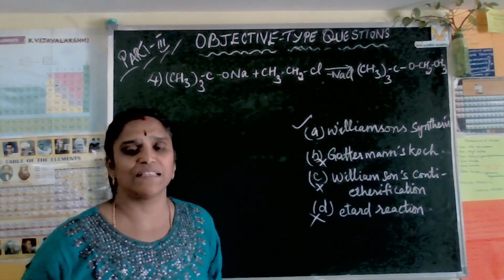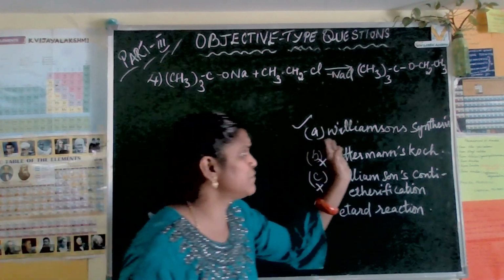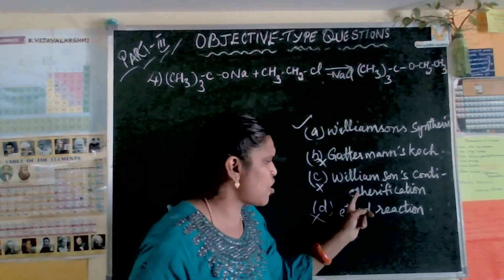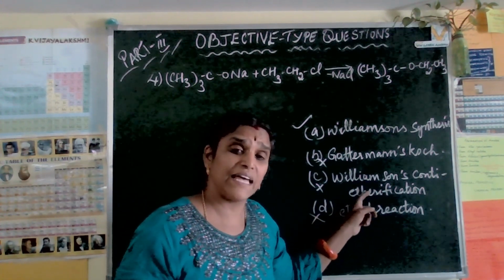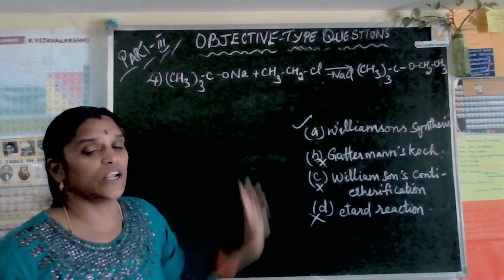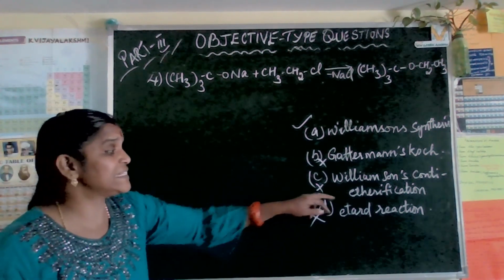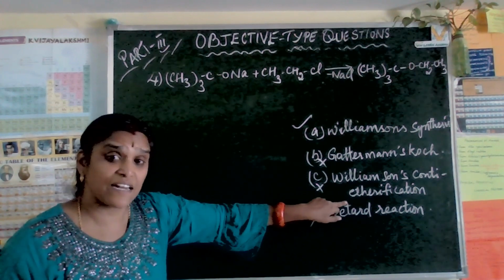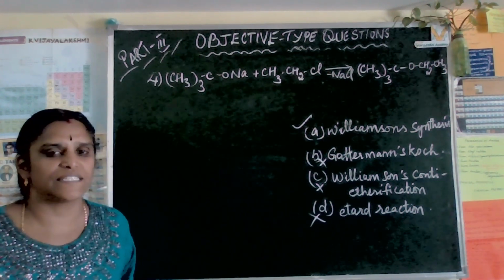Sometimes they may give it like this, and it is very easy. Always you will go for Williamson's ether synthesis. This also, you may get confused, but we go for it theoretically only, and this is the common one we used to go for. Hope you understand very clearly. This is etherification. Esterification is different from etherification. Hope you're clear with this.